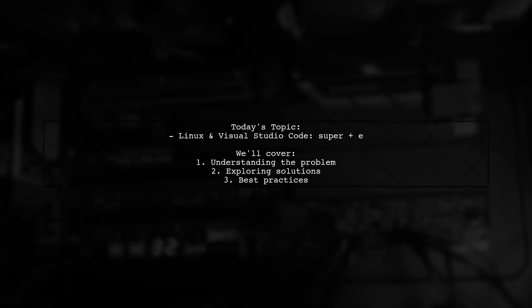Today, we're tackling a frustrating issue that many new users encounter with Visual Studio Code on Linux. Our viewer has just installed Visual Studio Code and is facing a peculiar problem. When they press the Super Key plus E, instead of opening the File Explorer, it launches Visual Studio Code with its own Explorer. This is not what they want. They're looking for a way to restore the default File Explorer functionality. Let's dive into this and see how we can help them out.